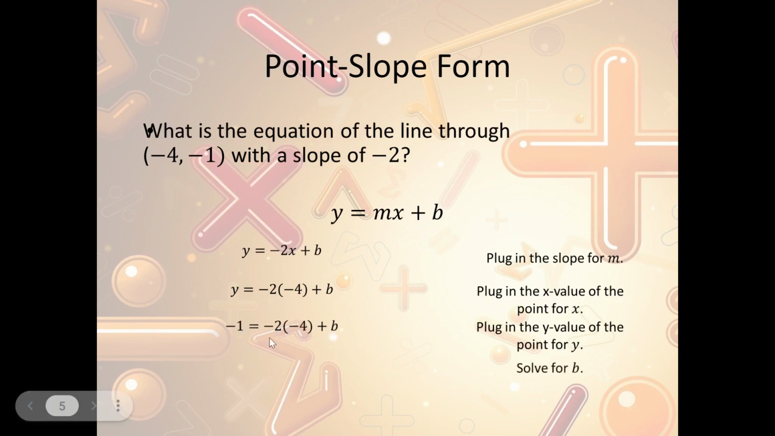Now we just solve for b. -2 times -4 is positive 8. So that's -1 is equal to 8 plus b. We're going to get rid of this 8 by subtracting, so we subtract 8 from both sides. And we get -1 minus 8 is -9. That is equal to b. Now we plug this back into our y equals mx plus b form. y equals -2x, and then our b is -9, so it's minus 9.